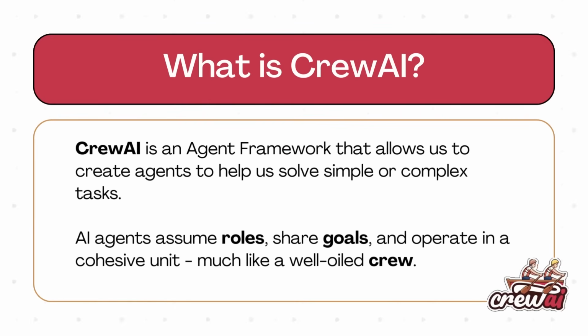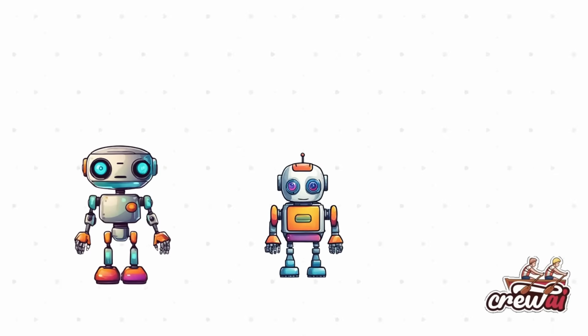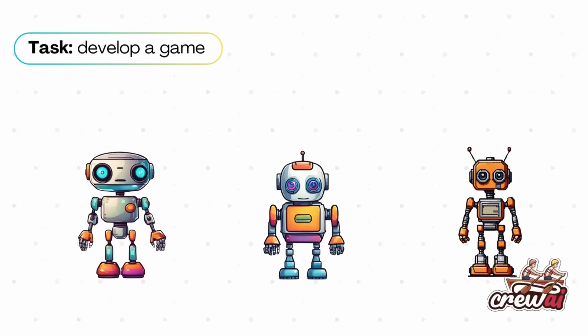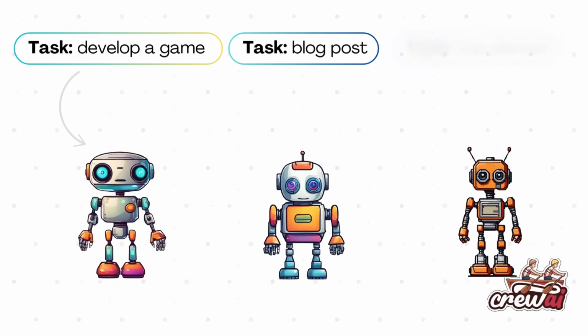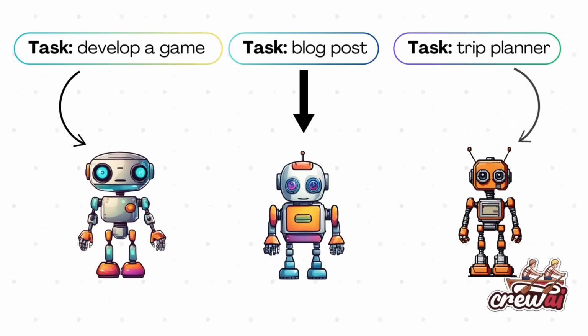Well, CrewAI is an agent framework that allows us to create these agents to help us solve simple or complex tasks. AI agents can assume roles, they can share goals, have backgrounds, and operate in a cohesive unit, much like, guess what, a well-oiled crew. You can have many agents do different things, such as develop a game, create a blog post, or give us a trip planner. But what is an agent and what is a task in the realm of CrewAI?